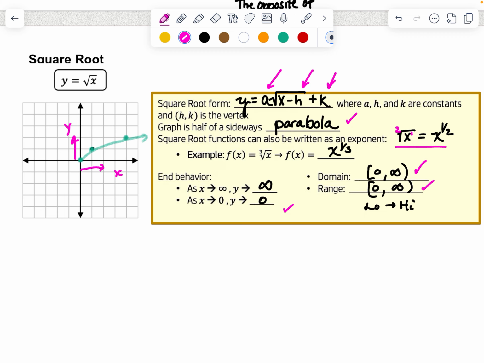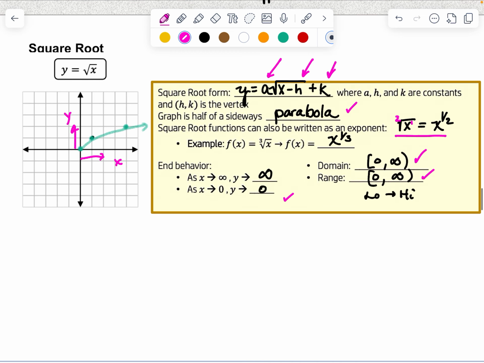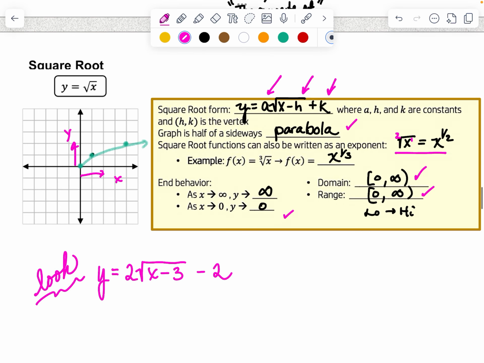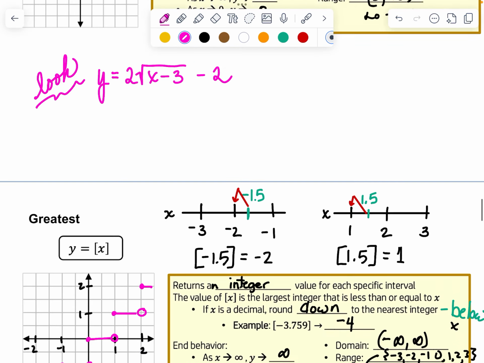Now, I could do the same thing here, but in the interest of time, I'm sure that you can look at functions that look like this. Y is equal to 2 times the square root of x minus 3 and minus 2. To see that that is the square root function dilated by a factor of 2, stretched by a factor of 2, and then shifted 3 units to the right and 2 down. Okay, so just to be able to look to see what other translations that you can apply to the square root function.